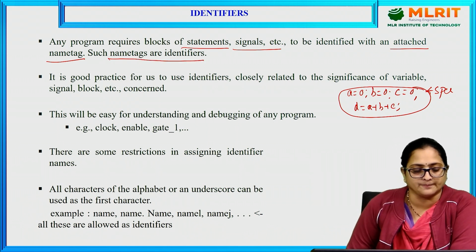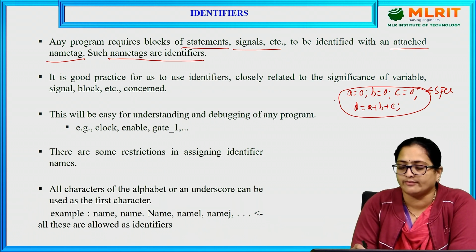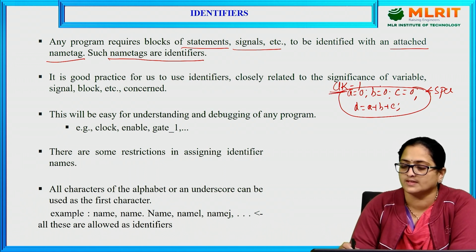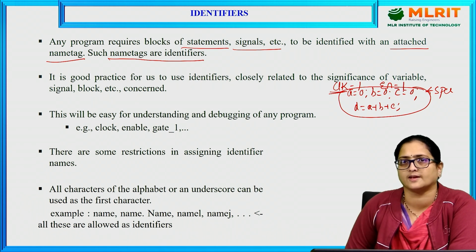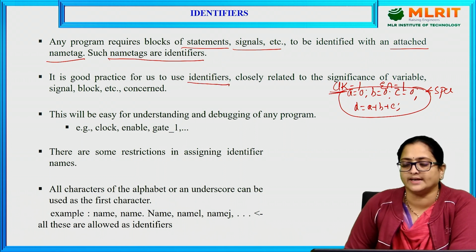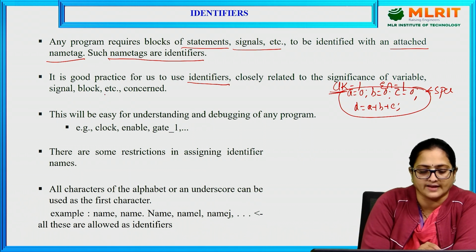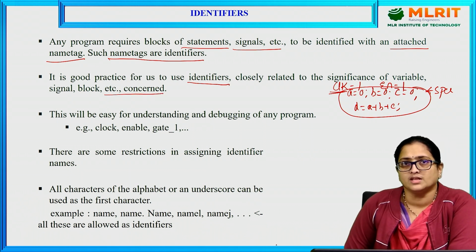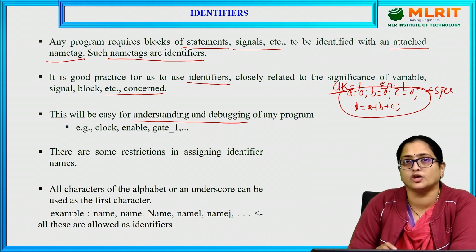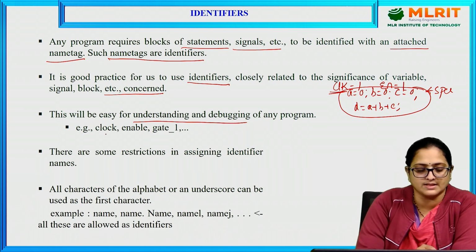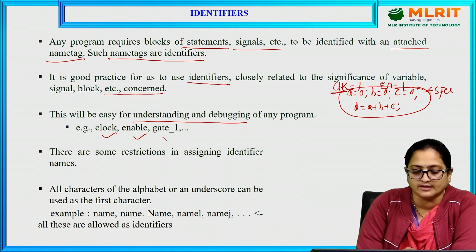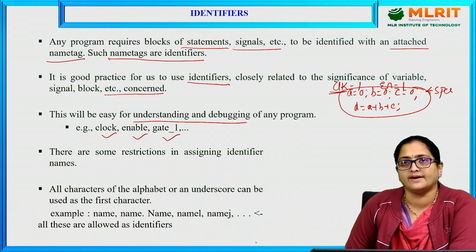Or, if I want to perform this operation only when clock is equal to 1, then I need to mention clock. Or if I want to perform this function only when the enable pin is high, then I need to use the identifier. It is good practice to use identifiers closely related to the significance of the variables, signals, and blocks. This makes programs easy to understand and debug. Examples are clock, enable, gate underscore 1. These are some identifiers.